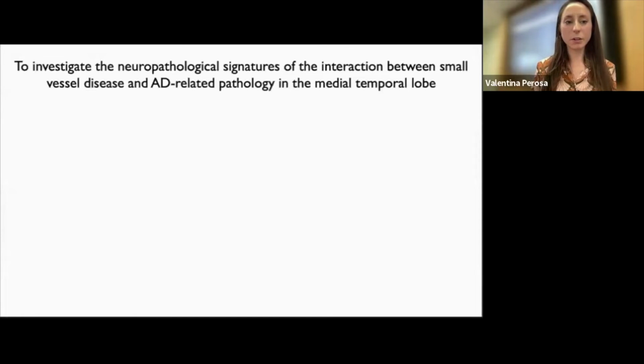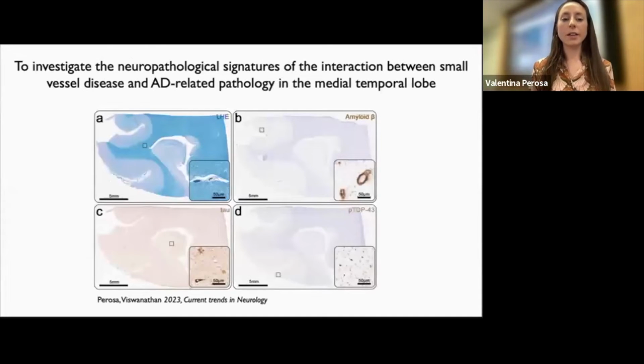And as I was mentioning, there are really not that many studies on that, actually none, at least not to my knowledge. So we went back and took a cohort of patients from the Massachusetts Alzheimer's Disease Research Center, and we tried to investigate the neuropathological signatures of the interaction between small vessel disease and AD-related pathology. This is just one example of one of these cases, in which you can see how all the pathologies that I've mentioned before coexist in the same brain, in the same hippocampus. Arteriolosclerosis is here in this LHE stain section, which stands for Luxol blue with hematoxylin and eosin, and we will see more of this later.